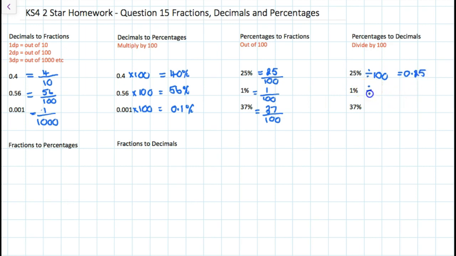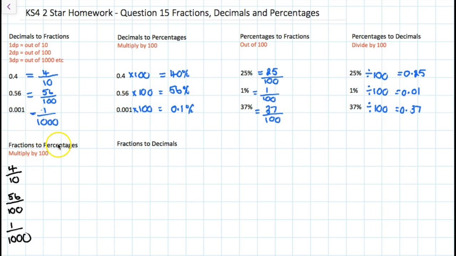Next one, divide that one by 100. This time we're jumping over the 1, jumping over something that's not there, so we need to replace that with a 0, leaving us with 0.01. And last time, divide by 100 gives us once over the 7, once over the 3, 0.37 there.